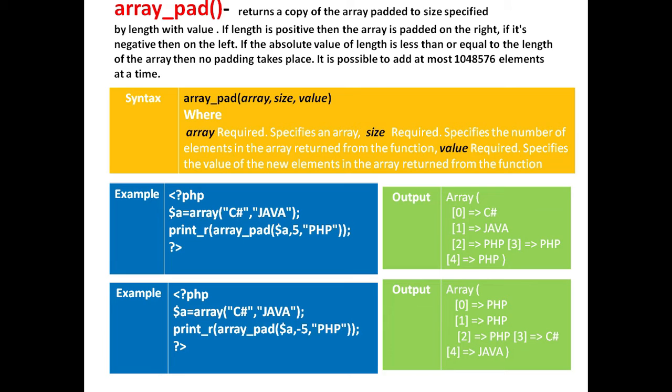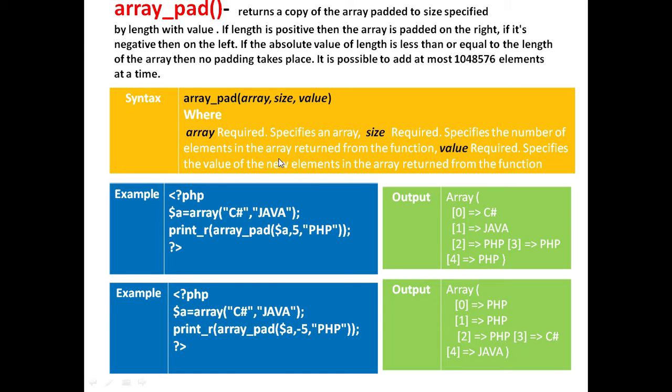General syntax is array_pad, then array, size, value, where array specifies the name of the array, size specifies the number of elements in the array returned from the function, and value specifies the value of new elements in the array returned from the function.